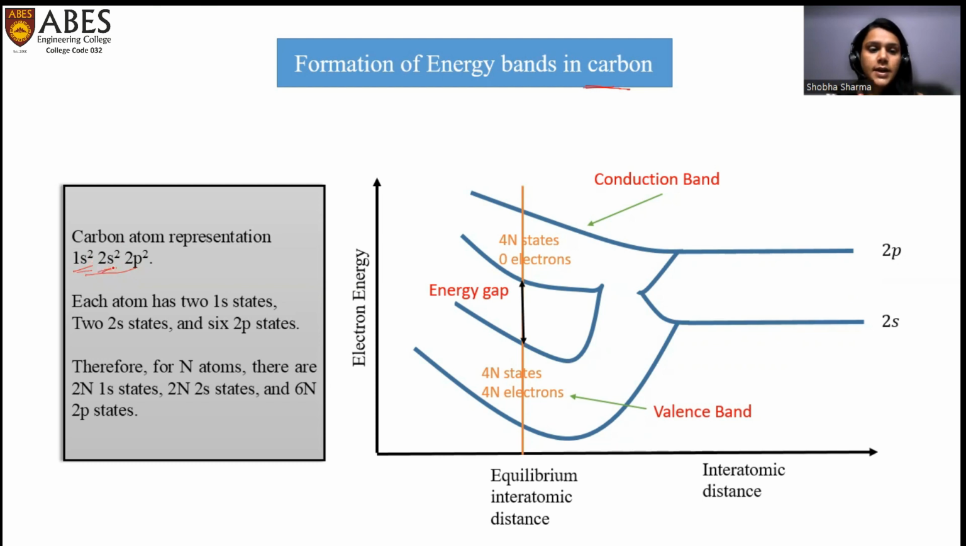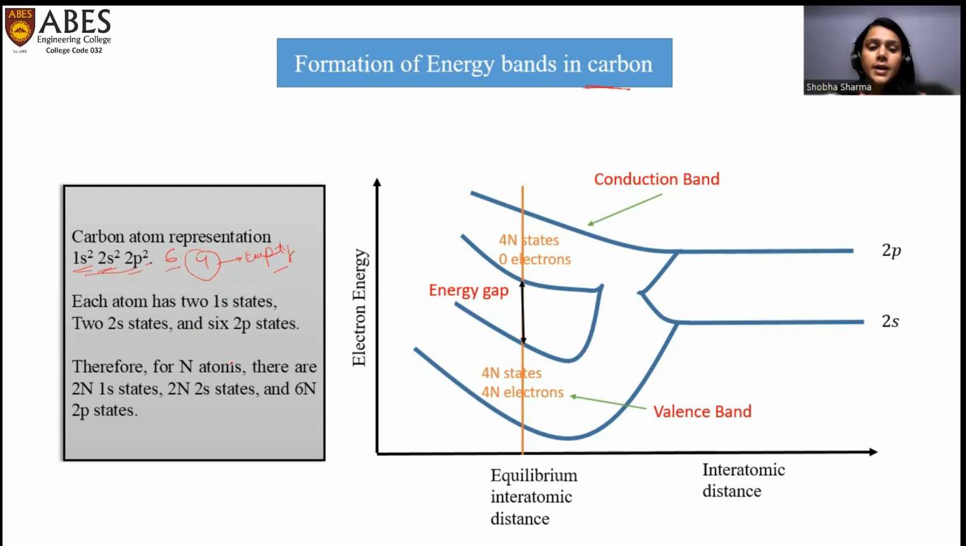This 2s state is also completely filled because we have two 2s states and two electrons to accommodate. And we have six 2p states, and only two electrons in these states. That means four states are empty. So each carbon atom has two 1s states, two 2s states, and six 2p states, out of which four states are empty, while the other two states are completely filled.